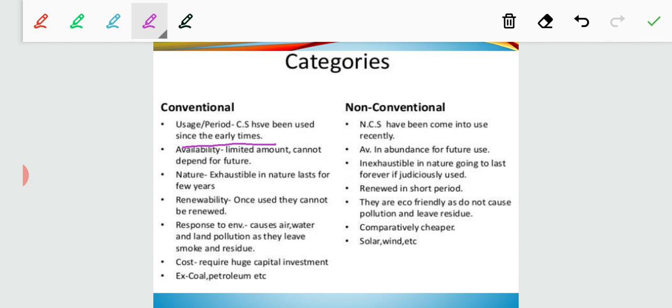And another point can be added, which is not written here. Conventional resources are localized. Everywhere we cannot find petroleum, everywhere we cannot find coal, everywhere we cannot find natural gas. So, they are found in certain locations. So, these are localized resources, and non-conventional are ubiquitous.